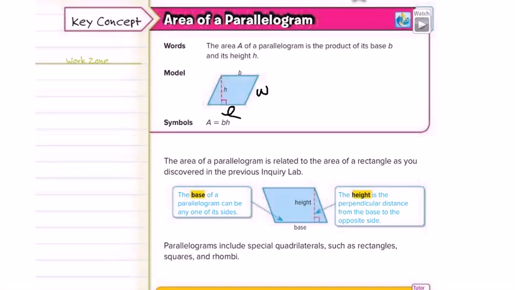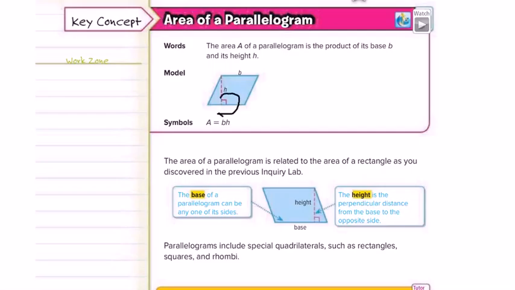If I measured the height of someone, I'm not going to measure it from the top of their head and then on an angle down to the ground. I'm going to go straight down. So the height is very important that it is shown straight from the highest point to the lowest point, and it'll create this right angle that you see here.